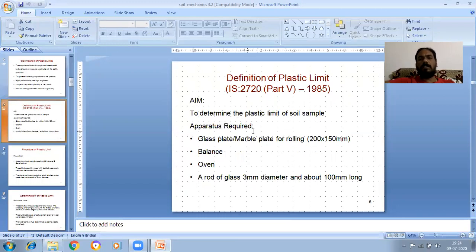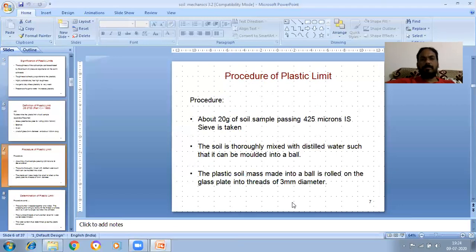Next, apparatus required. The apparatus required are a glass plate or marble plate for rolling, 200 by 150 mm size. Next one is a balance. Next, we require one oven. Next is a glass rod, 3 mm diameter and about 100 mm long.